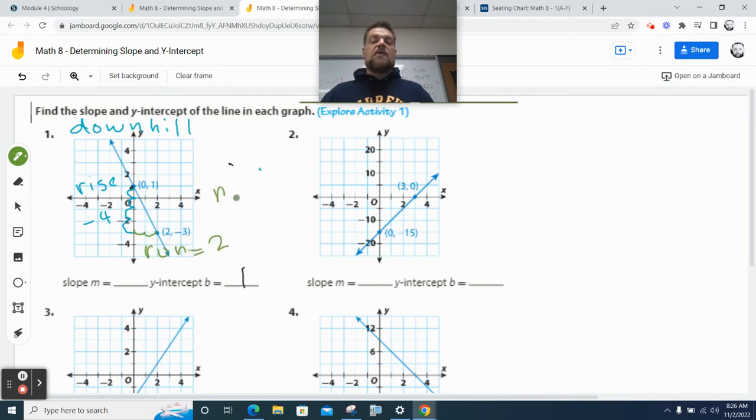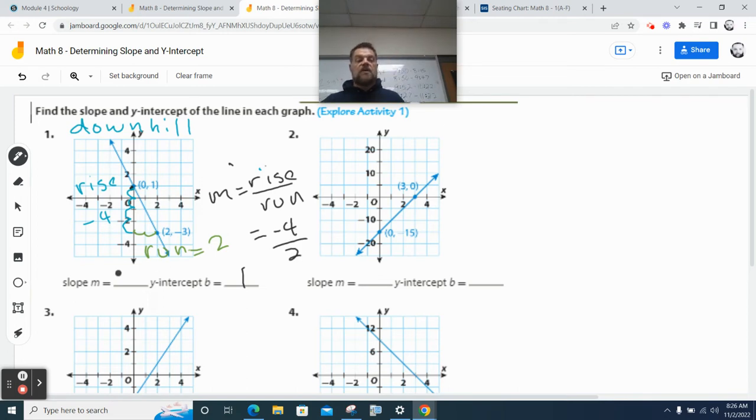So my slope M is the rise over run, which is equal to negative 4 over 2. What does that reduce down to? Negative 2. Okay, see how I did that? Next problem.